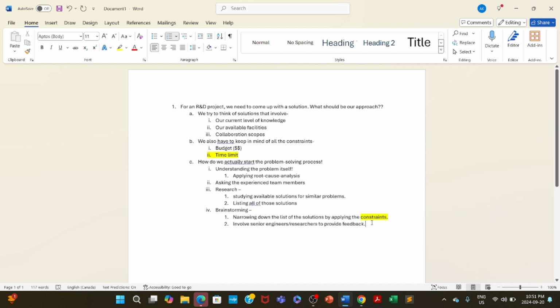So yeah, narrow down the solution further. Okay. So, this looks fun.